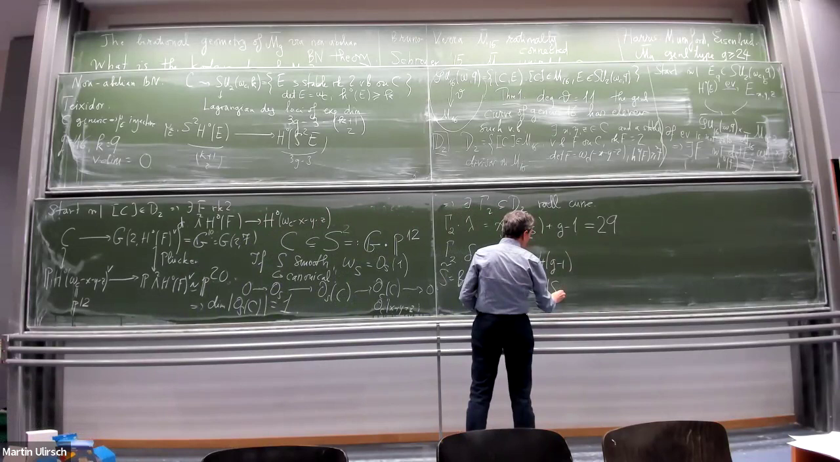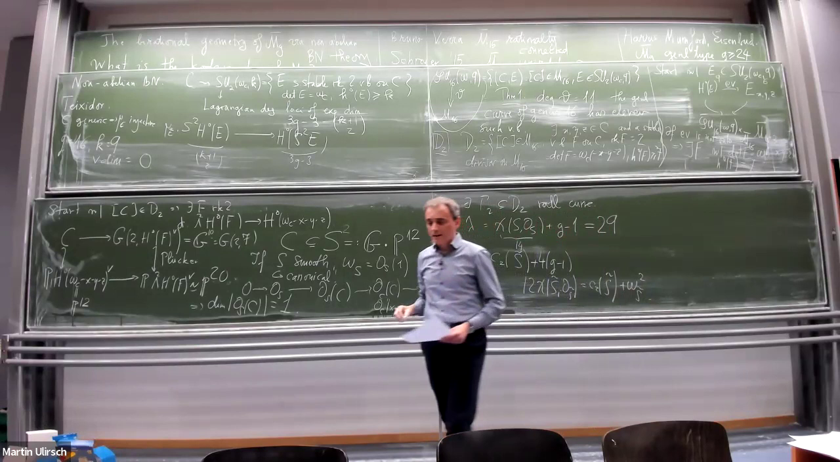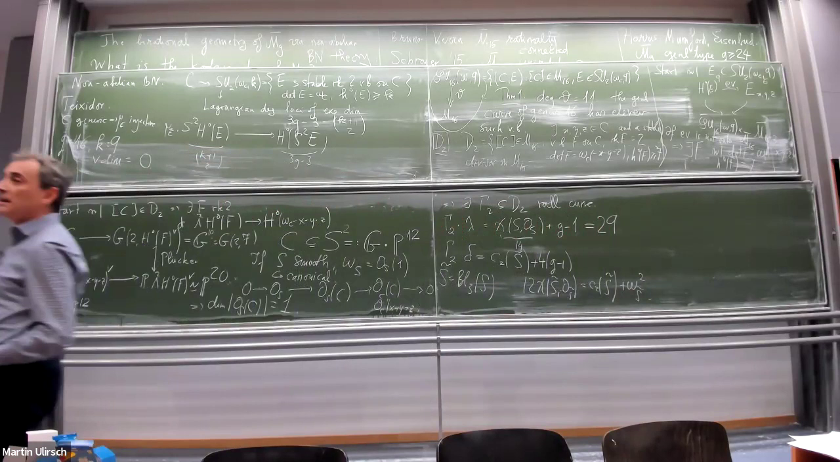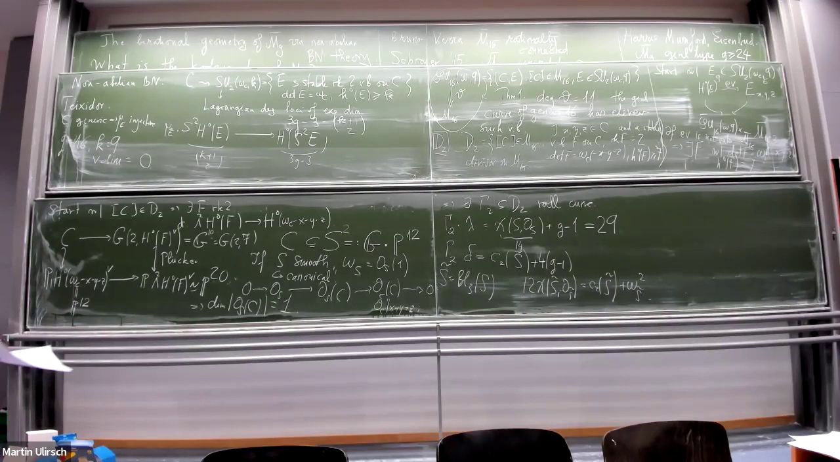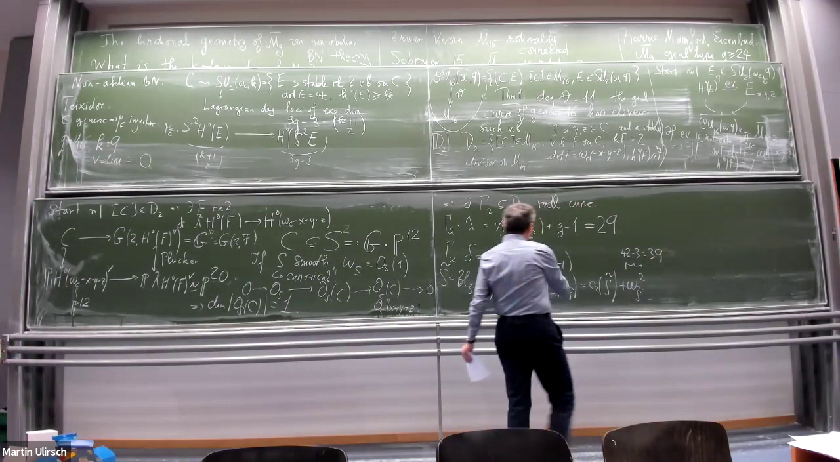It is the log of the orders of f tilde plus omega s squared. So what is the intersection of the surface? This is the degree of the Grassmannian. The degree of the Grassmannian is a Catalan number, and the corresponding Catalan number is 42. But you have to subtract 3 because you blow up 3 points. So this is 42 minus 3, so this is 39. Now this I already said it is 14.